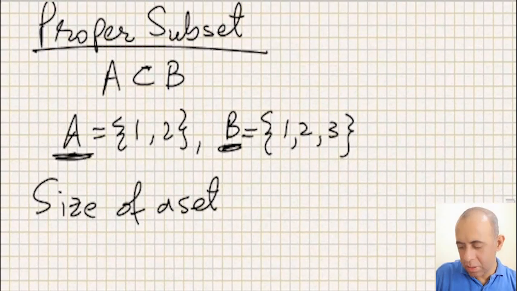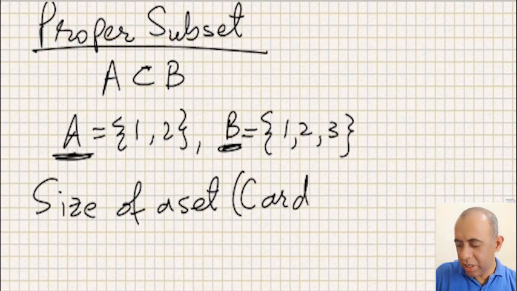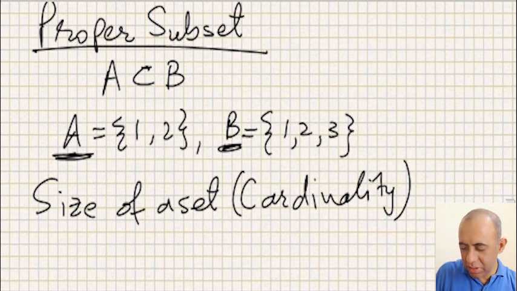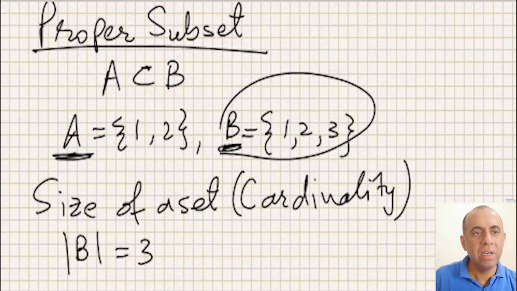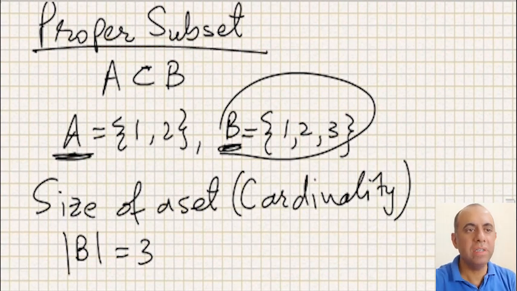Size of a set, or sometimes we call it cardinality. For example, in this example, this was B. So we say that size of B is equal to 3. There are 3 elements in this set. So this is the cardinality of this set.